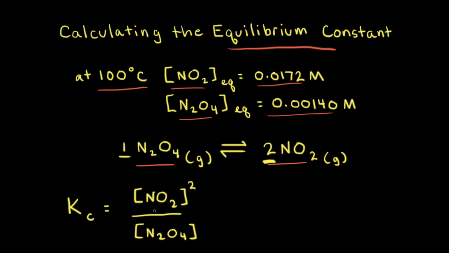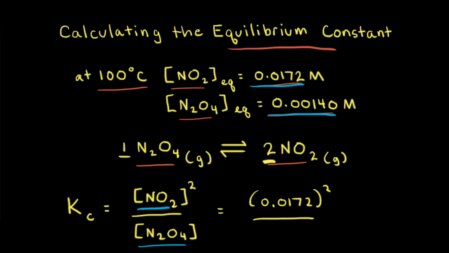Next, we plug in our equilibrium concentrations. The equilibrium concentration of NO2 is 0.0172, so Kc is equal to 0.0172 squared, divided by the equilibrium concentration of N2O4, which was 0.00140. When we solve this, we get that Kc is equal to 0.211, and this is at 100 degrees Celsius.